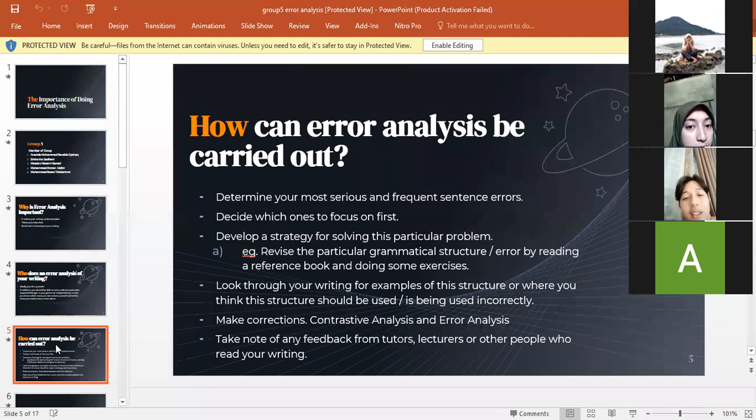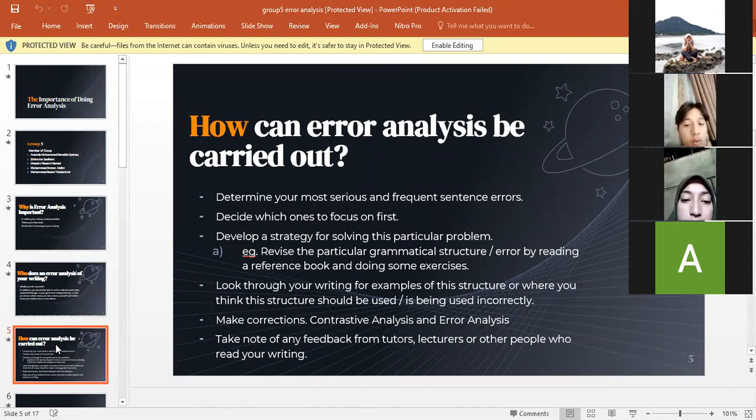How can error analysis be carried out? Determine your most serious and frequent sentence errors. Decide which ones to focus on first. Develop a strategy for solving this particular problem. Revise the particular grammatical structure or error by reading a reference book and doing some exercises.